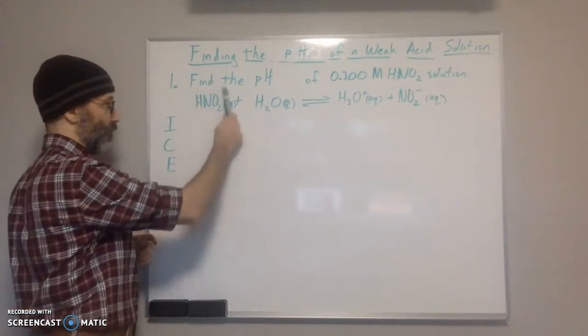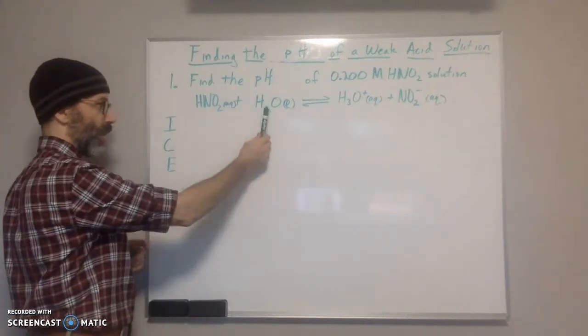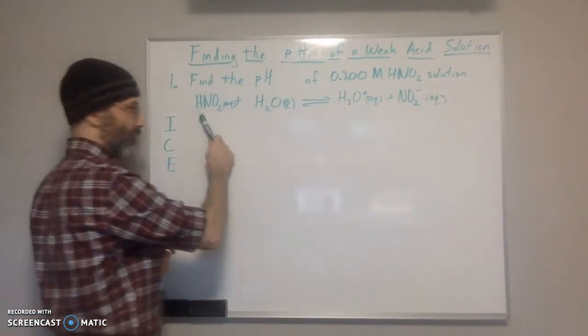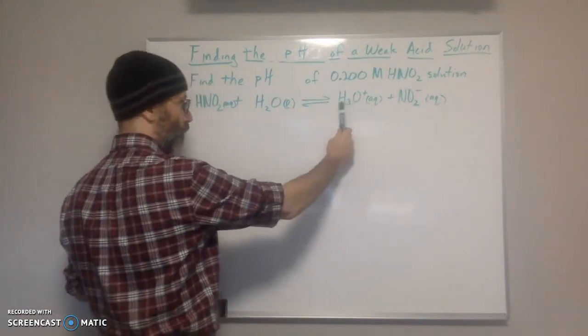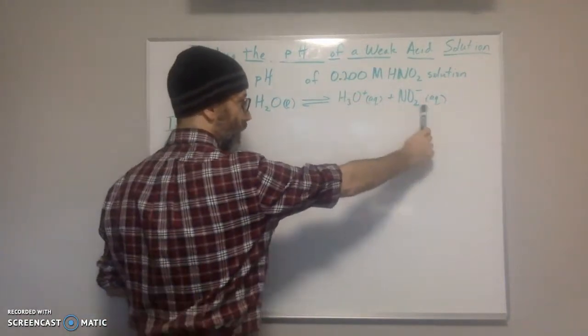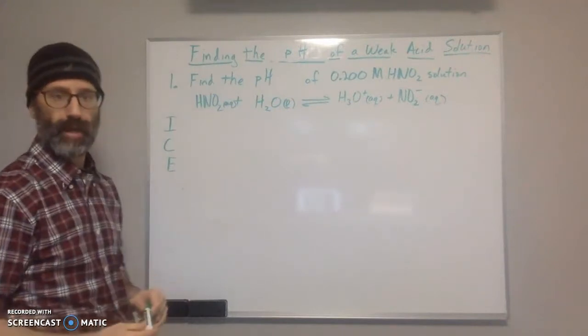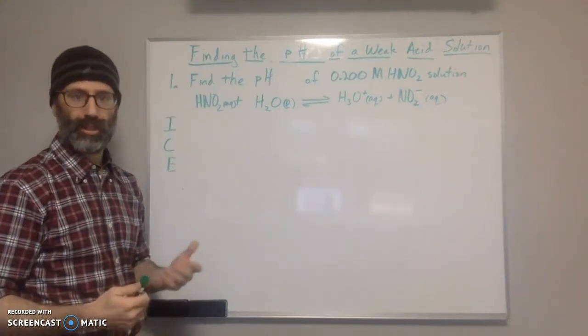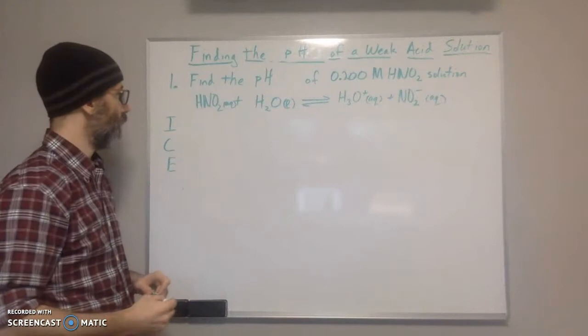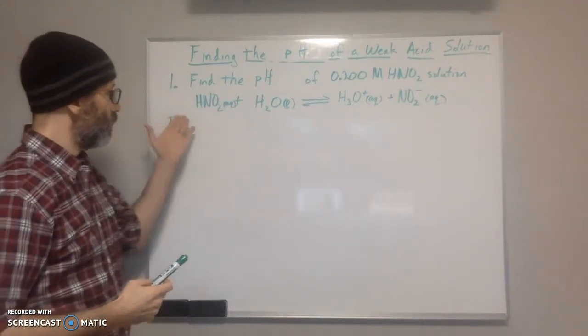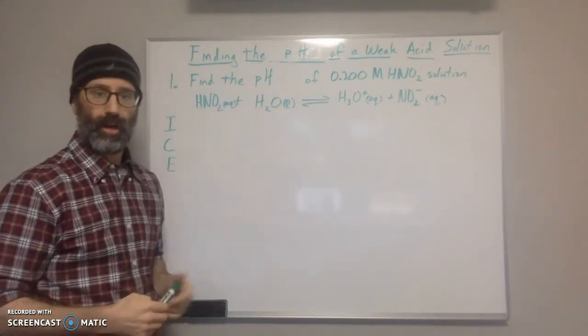So again, you have a monoprotic acid. It's going to react with water. It's going to give off its proton to water to form the hydronium ion, and then what's left over is your NO2 minus, your nitrite ion, I should say. It's all a 1-to-1 ratio here.